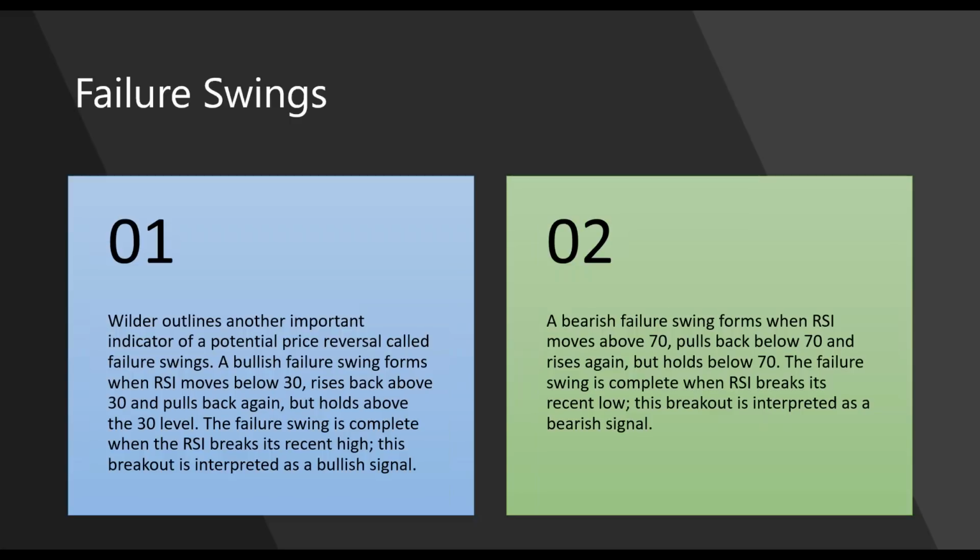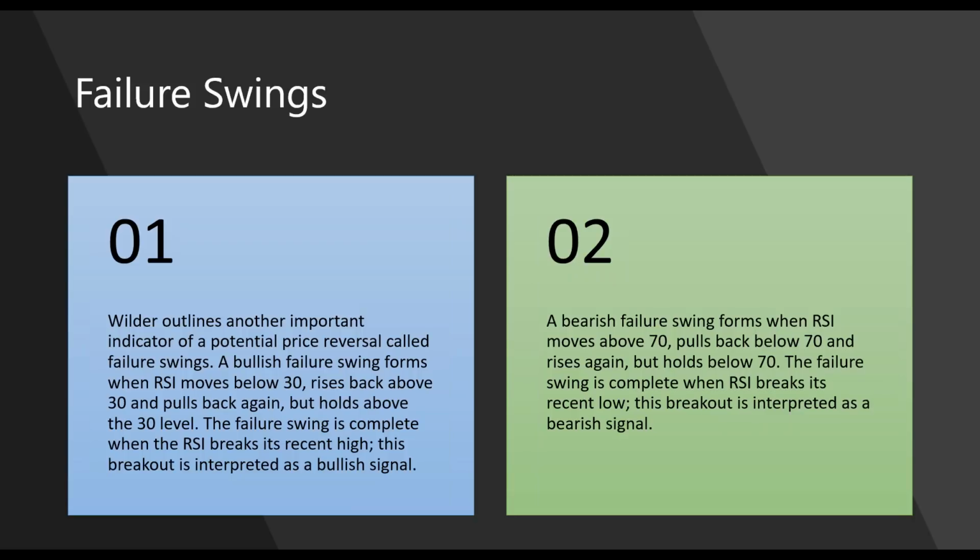So Wilder outlines another important indicator for potential price reversals called failure swings. We mentioned these in the beginning of the class. A bullish failure swing forms when RSI moves below 30 and then rises right back above it and pulls back again, but holds above the 30. So in other words, you see the price come to 30, break 30, move back above it, come right back down to it, and doesn't break through it again. That's considered a failure swing.